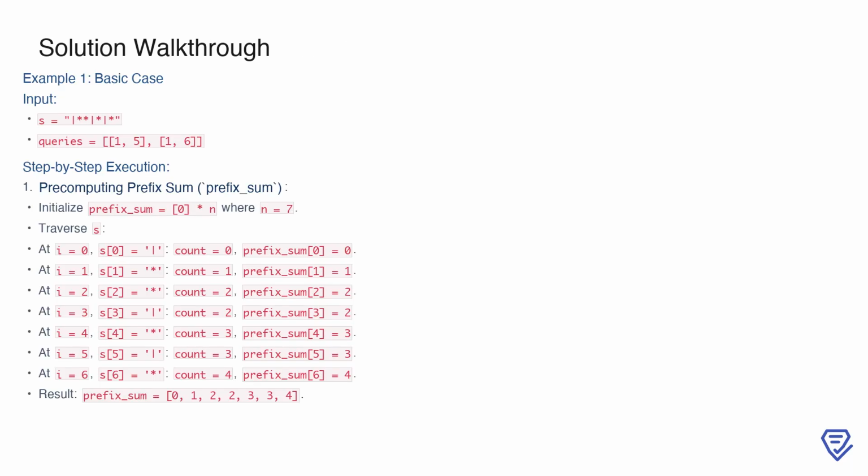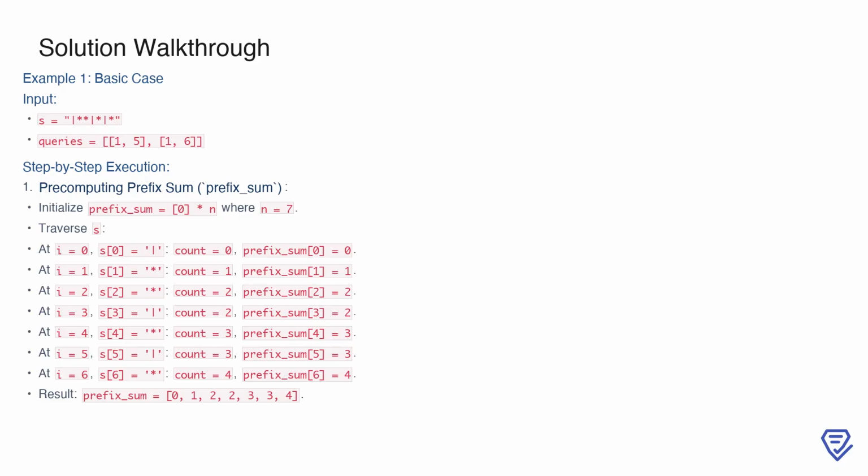Here, we're introduced to the problem using the string s equals ******** and the queries 1, 5, 1, 6. The goal is to determine the number of plates, or asterisk characters, between two candles, represented by |, for each query.